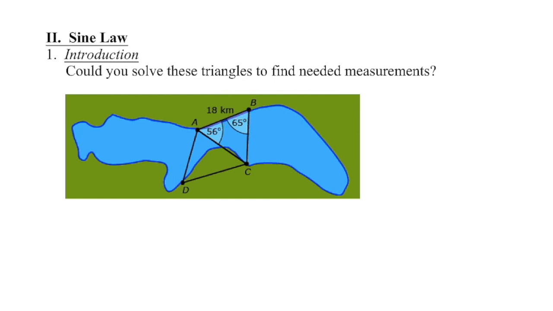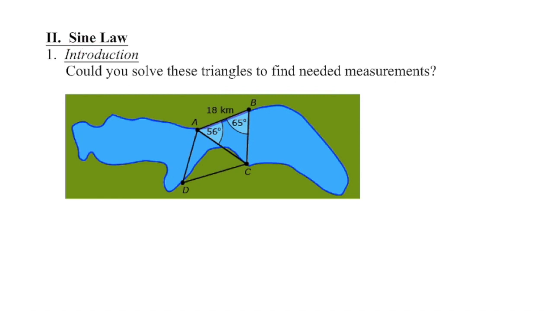But beyond that, there's not much we can do at this point because neither this triangle nor this triangle is a right angle triangle. And up until this point, you're only able to solve missing sides and angles on right angle triangles. So we need a different strategy. And one of those strategies that we can use is what we refer to as the sine law.